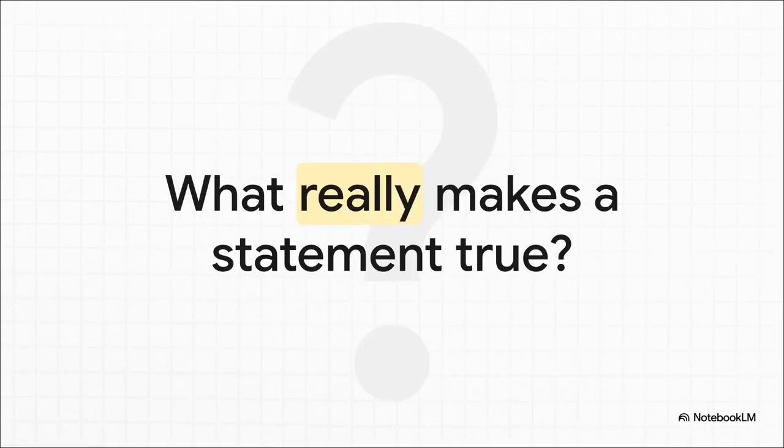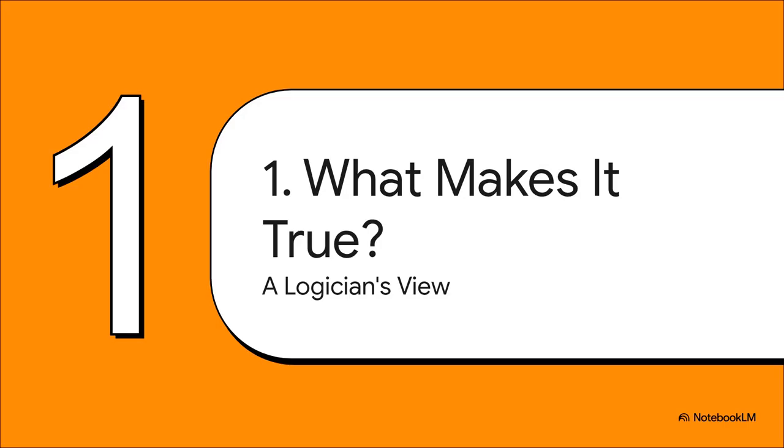When you say something like, the sky is blue, what is the thing in the world that actually makes that statement true? And maybe even more importantly, what makes the statement, the sky is green, false? This is the big question we're going to tear into in this explainer. All right, so to really get to the bottom of this, we've got to start by looking at how logicians have traditionally tried to answer that question.